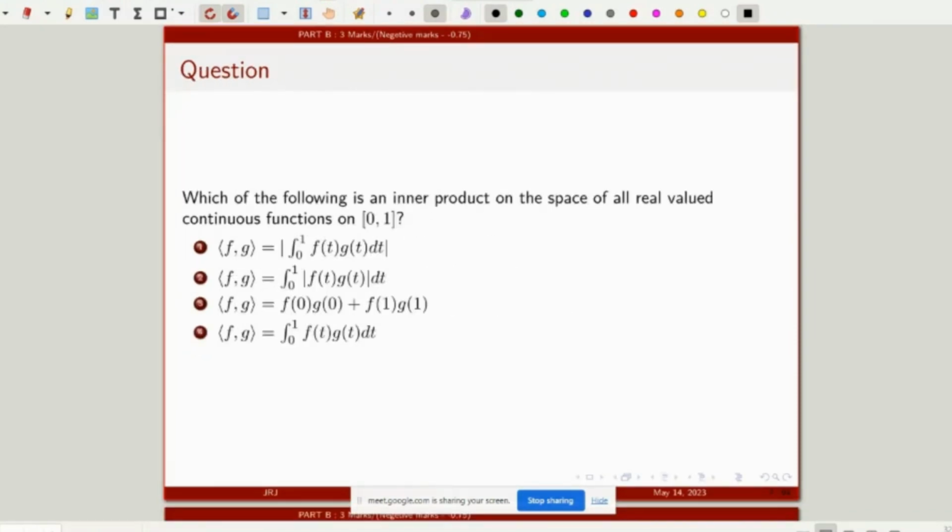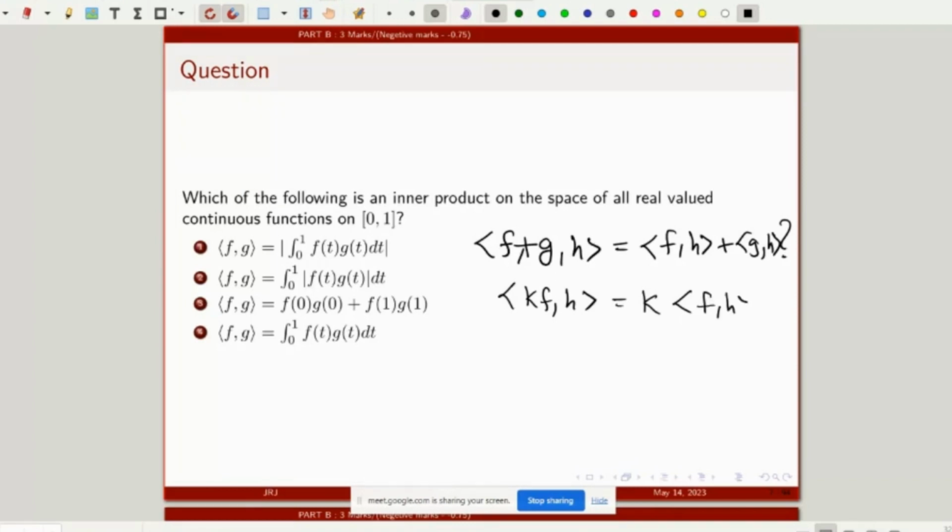Okay, now we have to identify which of these functions are inner products on the space of real valued continuous functions on closed [0,1]. So first option, will it be an inner product? So here, will the linearity property be satisfied? That is, inner product of f plus g with h, will it be equal to inner product of f with h plus inner product of g with h? Or simply you can check whether inner product of kf with h will be equal to k times inner product of f with h. This condition, will it be satisfied?